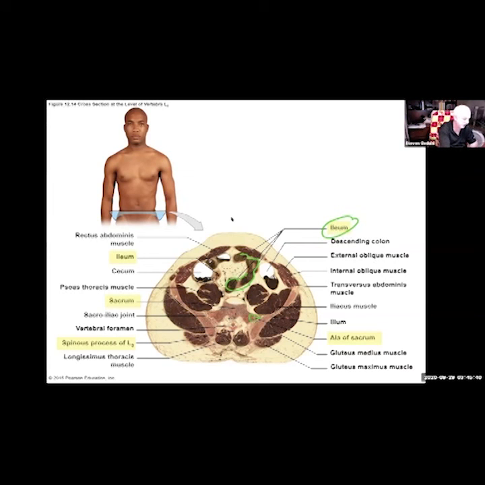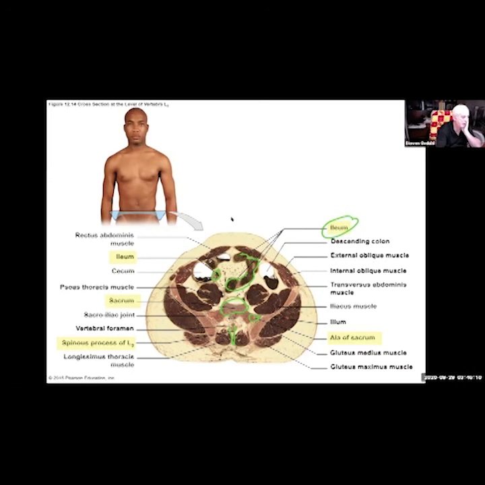Okay. You have the ilium, parts of it over here, the sacrum, and the spinous process of L5. Remember, spinous processes from all vertebrae always project posteriorly. The other processes, the lateral processes, go to the sides.